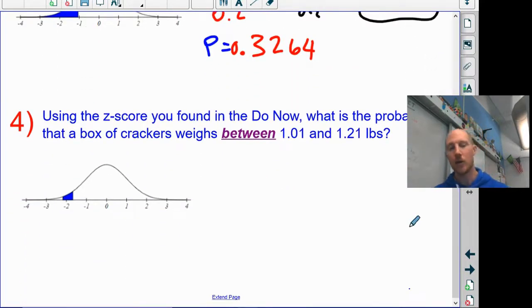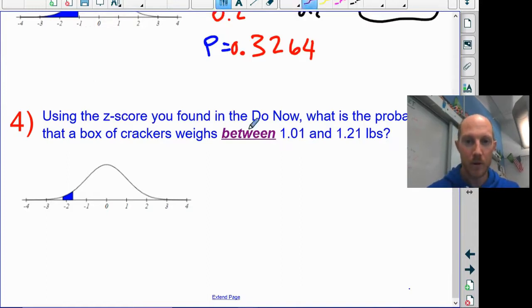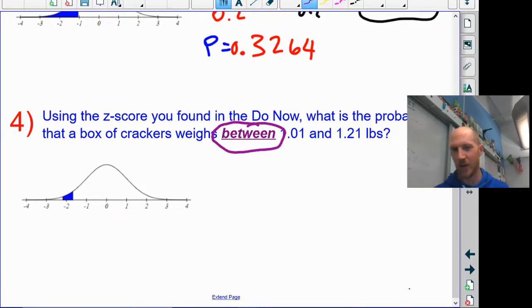Okay, so question 4, using the previous z-scores that we already had: what's the probability of a box of crackers weighing between 1.01 and 1.21 pounds? Well, between is a totally different word than less than or more than. Between means just this little piece right here underneath the bell curve.